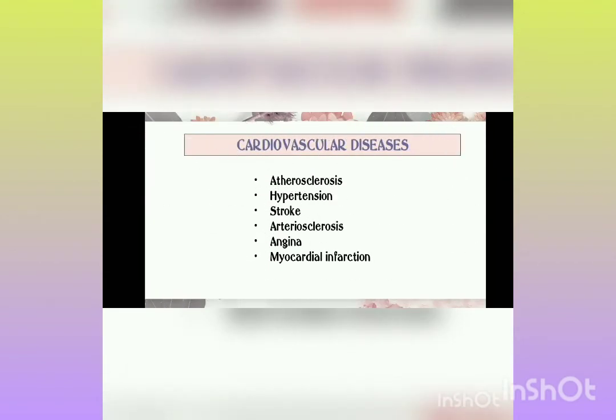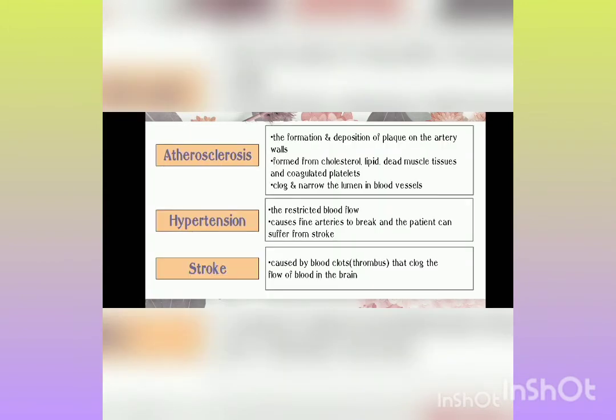So, cardiovascular disease include disease related to the heart and the blood circulatory system, such as Atherosclerosis, Arteriosclerosis, Angina, Hypertension, Myocardial Infarction, and stroke. So, the first one is Atherosclerosis, which is the formation and deposition of plaque on the artery wall. The plaque is formed from cholesterol, lipid, dead muscle tissue, and coagulated platelet. The plaque will clog and narrow the lumen in blood vessel.